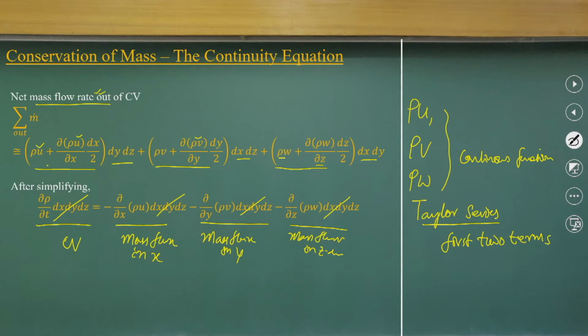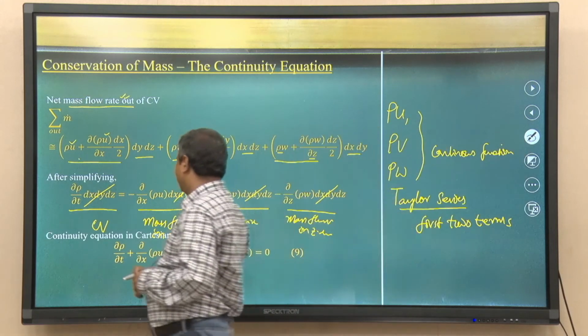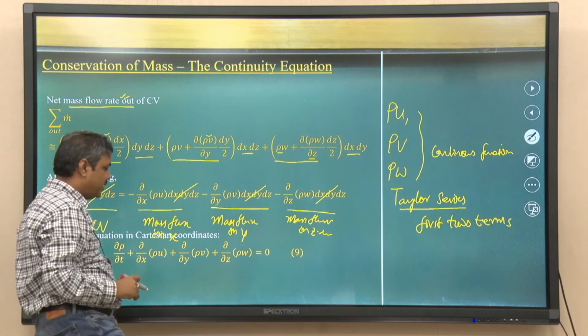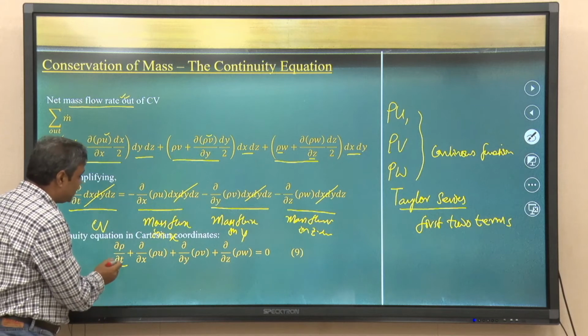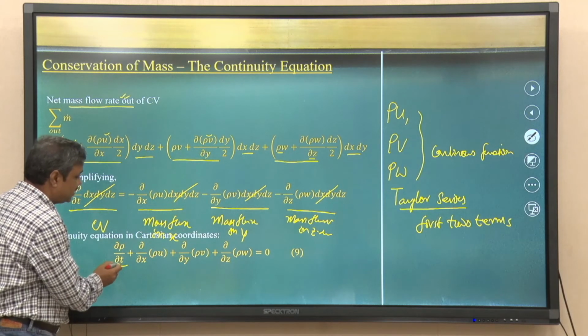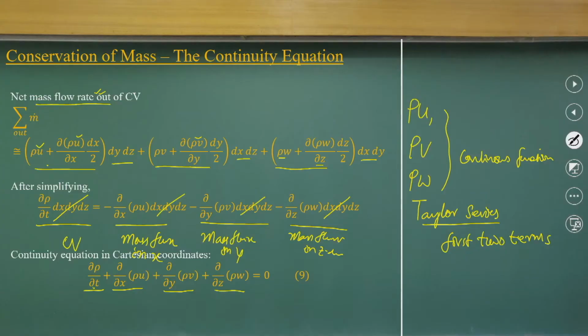Okay. dx, dy, dz is the volume of the control volume, that is what you can cancel out, and you can write in the form which we already discussed in Cartesian coordinates. The partial rho by partial t is the change of the mass storage. These are the mass fluxes in the three directions per unit volume of the control volume. That is what the equation is representing.